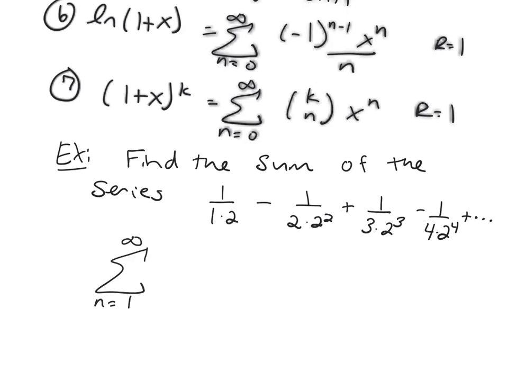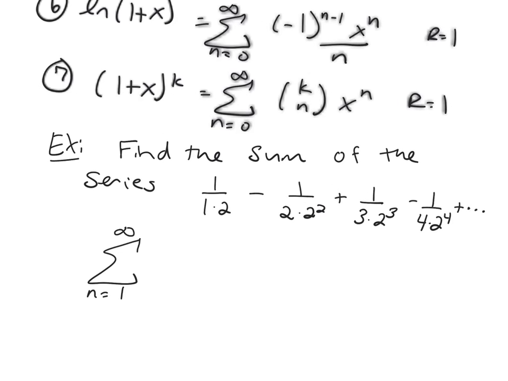N equals, let's say, 1 to infinity. And tell me something, you got to write down the formula in general. Tell me something you notice about these terms. They alternate. So I need a negative 1 to a power. The first term is positive, and I start off at 1 here. So what should my exponent be? N or n minus 1? N minus 1. Okay, so we've taken care of the alternating part.